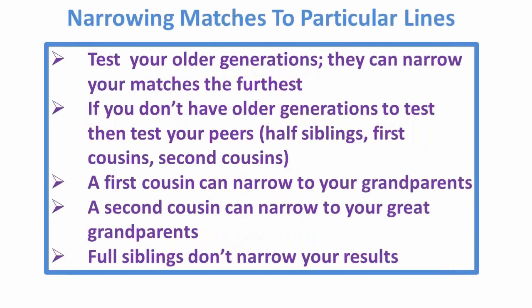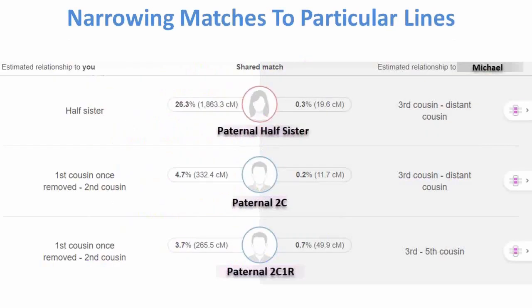How to narrow down your matches. Again, it's all about testing your older generations because they can narrow your matches the furthest. If you don't have older generations to test, then test your peers. Half siblings, first cousins, second cousins. First cousins can narrow to grandparents, second cousins to great grandparents. Full siblings won't narrow your results, but if you don't have parents to test, then always consider testing your full siblings because they will have different bits of DNA from your parents that you didn't inherit.